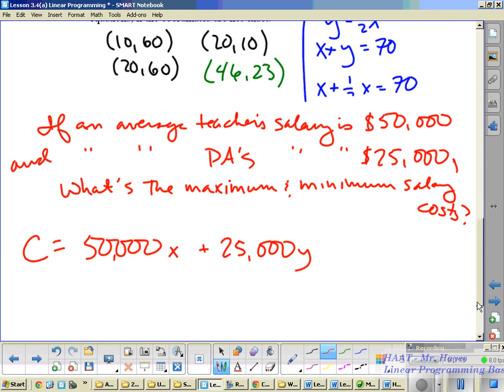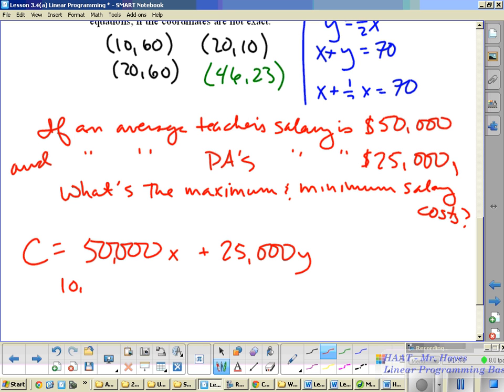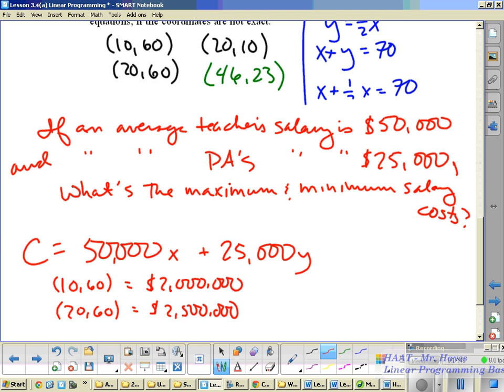All right, so we've got, let's see, for 10, 60, so 10 teachers and 60 PAs. That would cost you, what, 500,000 plus 1,500,000. That would cost you $2 million. If I had 20 teachers and 60 PAs, that would cost you, what, an additional 500,000, so $2.5 million. If you had 20 teachers and 10 PAs, that would get you, what, 1.25 million?